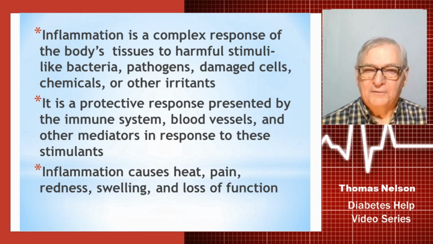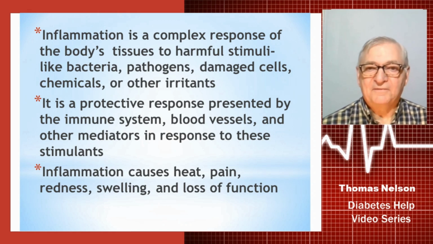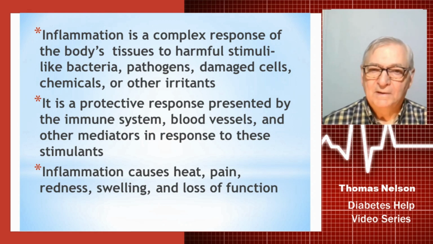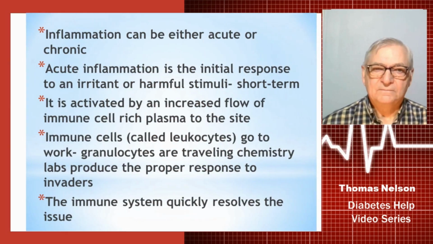So inflammation is a complex response that your body's tissues will put on in response to harmful stimuli. Those antigens are something discovered in your bloodstream that shouldn't be there. It can be a lot of things, like the processed foods I mentioned, but it can also be bacteria, pathogens, other damaged cells, chemicals, or other irritants. Anything that is not recognized as beneficial to your body or natural is going to be flagged. So it's a protective response. It's presented by your immune system along with your blood vessels and other mediators in response to those stimulants. Inflammation will cause heat, pain, redness, swelling, and it can cause a loss of function.